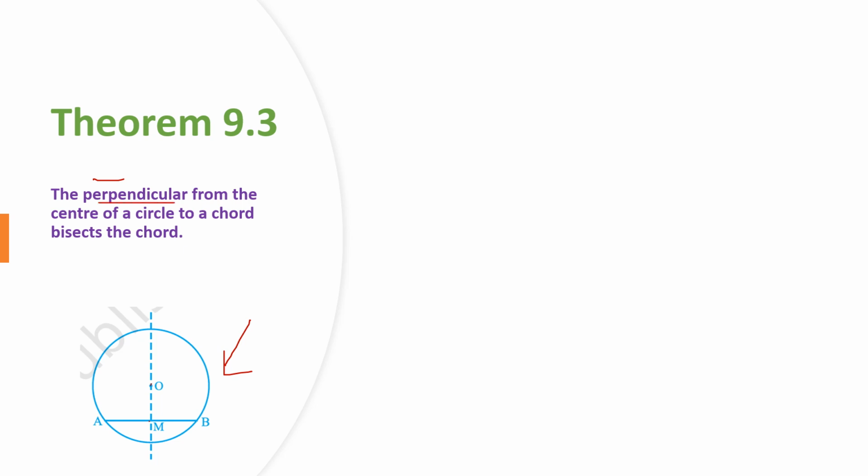The perpendicular from the center of the circle. So if I draw a perpendicular line from the center to the chord AB, then if I draw a perpendicular line from the center of the circle to a chord, it bisects the chord. AB is now bisected. It means it got divided into two parts of equal length. It means AM should be equal to MB.